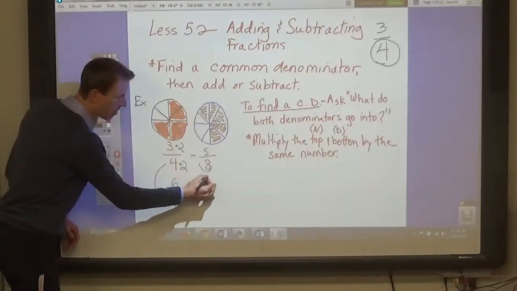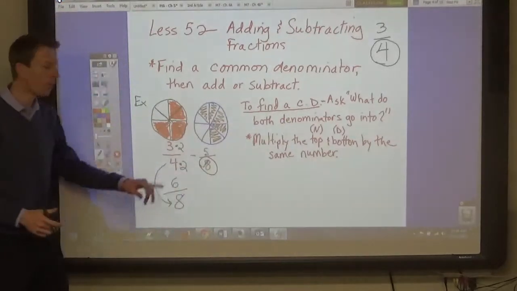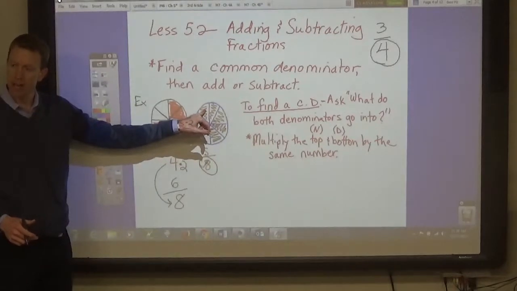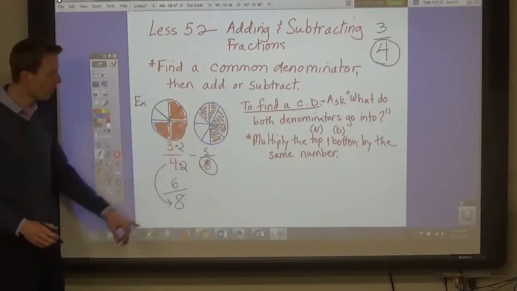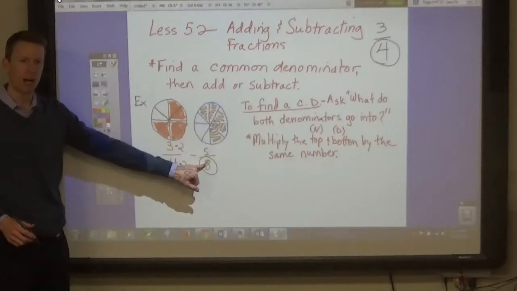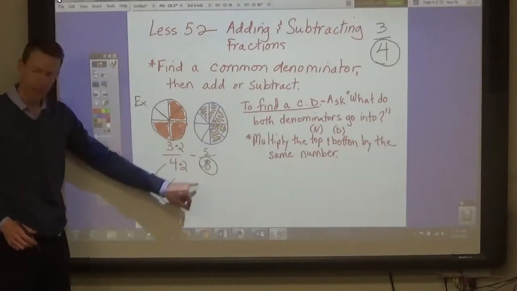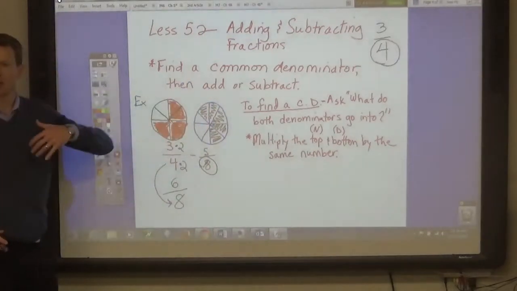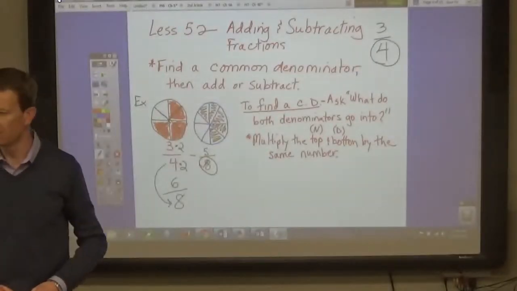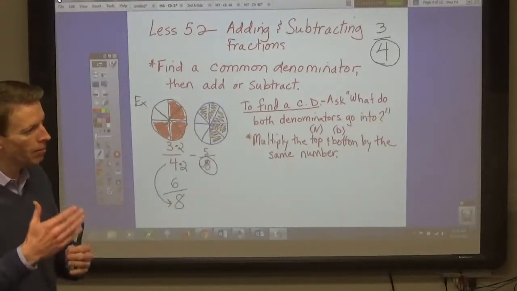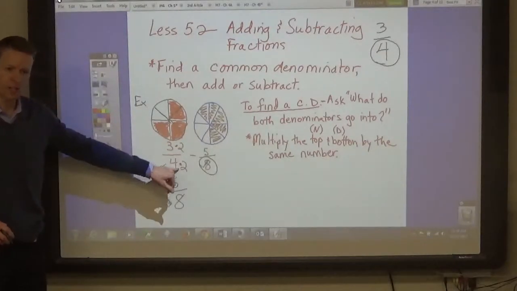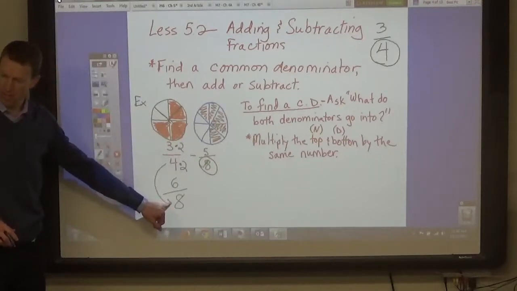We have to take away this amount, 5/8, or in other words, 5 pieces that are cut up into 8s, that are the right size. And so we choose the right size by making both of the denominators the same. It's called a common denominator. It's actually a common multiple of the denominators. We learned about common multiples. So, we have to use multiplication or division to make the pieces the right size.